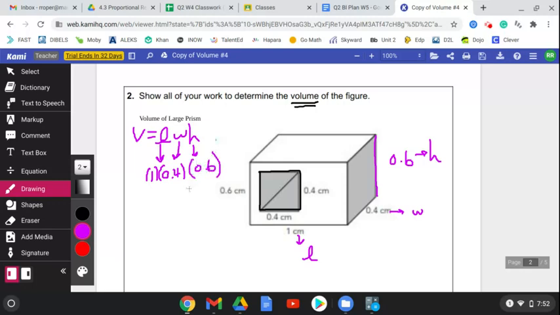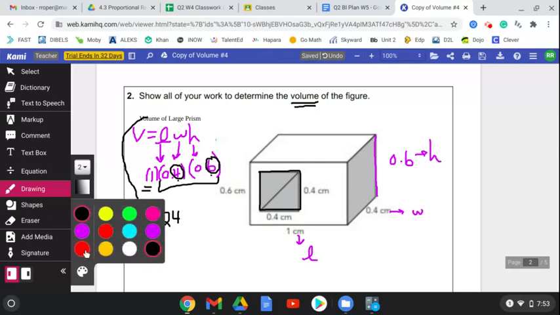Okay, now what if I multiply these two first, 0.4 times 0.6? Well, you know 4 times 6 is 24, right? Because of your fact fluency. And then you have this digit that's after the decimal point and this digit that is after the decimal point. So 2 total digits after the decimal point, and so your decimal would go right there. This would be 0.24. So 0.4 times 0.6 is 0.24, and then you still got to multiply by 1, but 0.24 times 1 is simply 0.24. Okay, so the volume of large prism is 0.24.